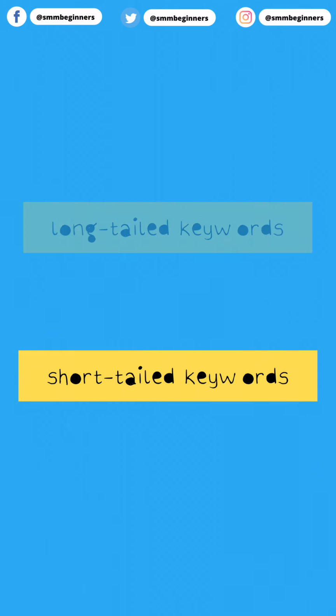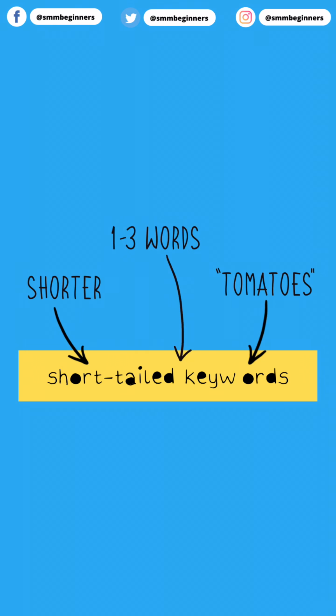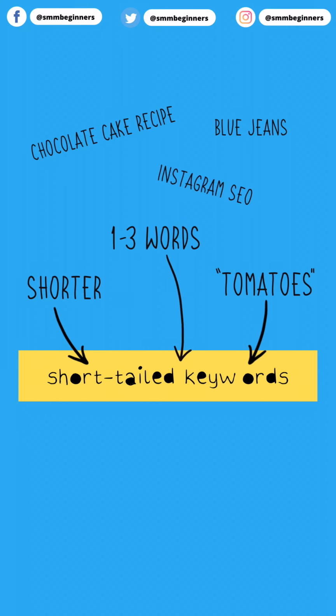Short-tailed keywords, as you might have guessed, are much shorter. Tomatoes would be an example of a short-tailed keyword. They are usually only 1 to 3 words long. Here are a few more examples of short-tailed keywords. Blue jeans. Chocolate cake recipe. Instagram SEO.